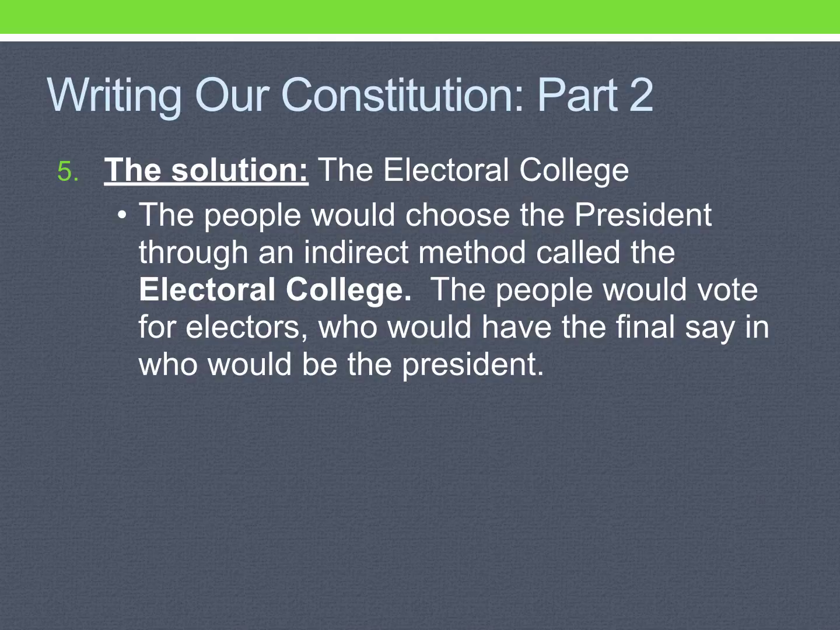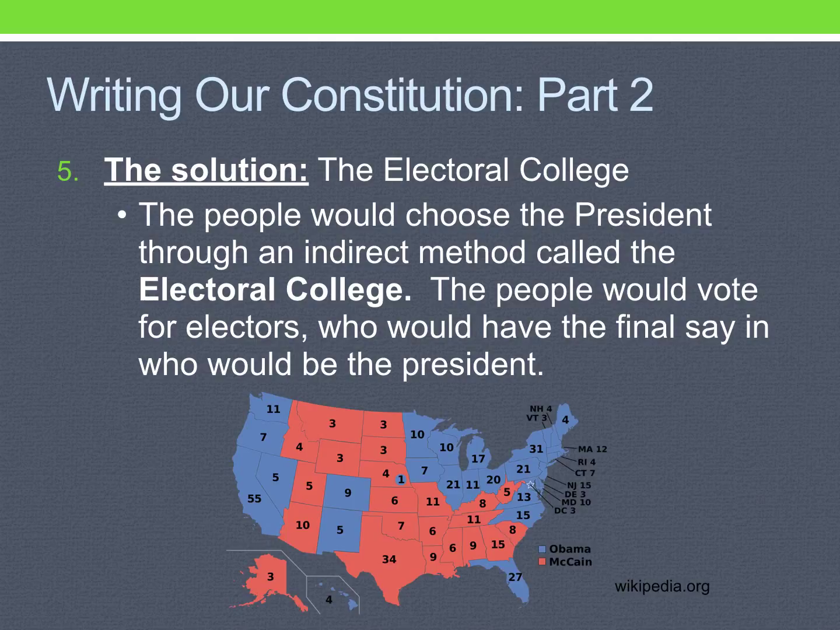The people, when they go to vote, will actually be voting for electors, and the electors will have the final say in who will be the president. So you're voting for people who will get to vote for president. That's why when you see elections and you see maps and images like this with red states and blue states, these numbers are all about the Electoral College. And they tell you how many electors each state has.